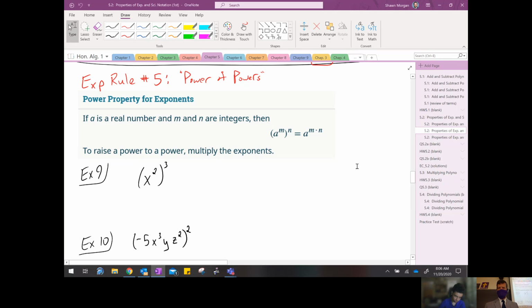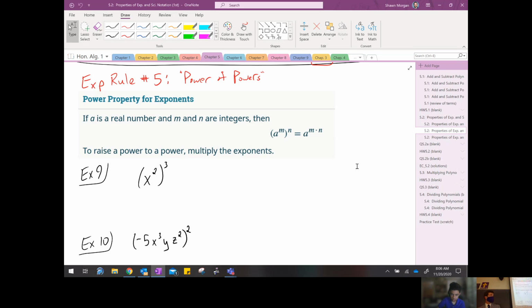Let's talk about exponent rule number 5. We discussed yesterday how with the product of two things raised to a power, we would add their exponents. We talked about the quotient of two things, where we'd subtract their exponents. We talked about negative exponents as well.